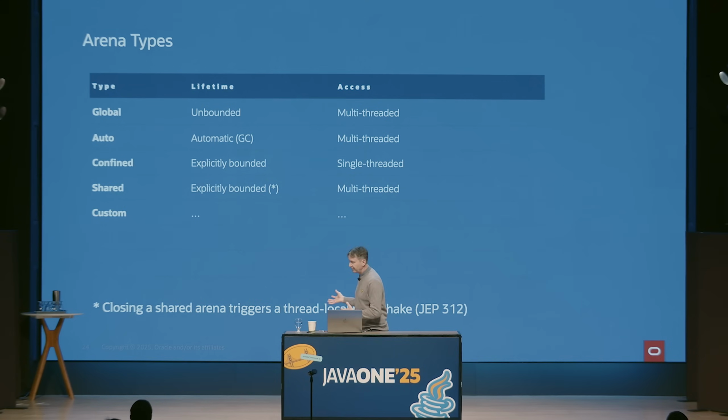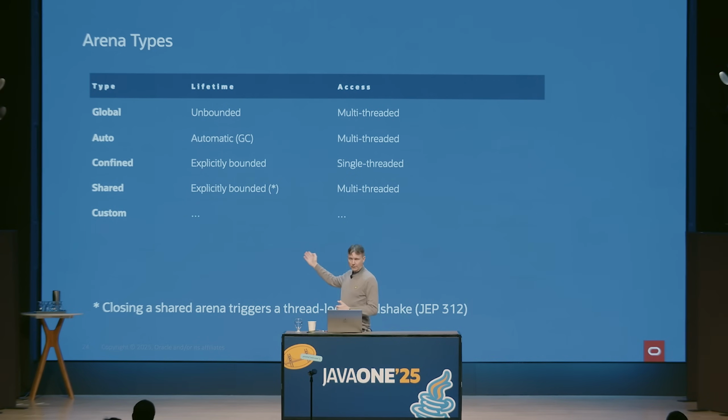So here are the arenas. There is a global arena, which is unbounded. The global arena is created when you start the JVM, and it will remain there until the JVM closes. So it's never going to be closed. Every segment allocated there will remain forever unless you take special responsibility for it.